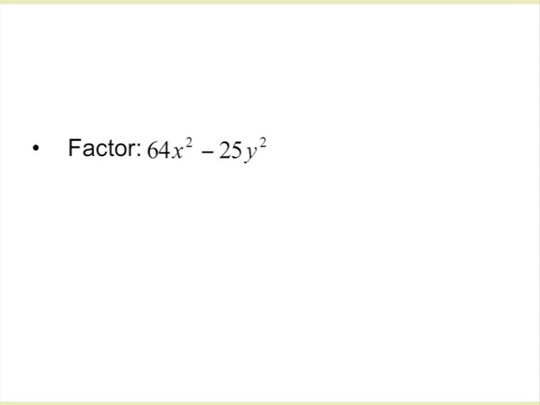Alright, there's nothing that divides evenly into 64 and 25. 25 only divides by 5, and that doesn't go into 64. So there's nothing that divides evenly, so we set up our 2 groups. What times itself would be 64x squared? 8x. What times itself would be 25y squared? 5y. And we do a plus and a minus.